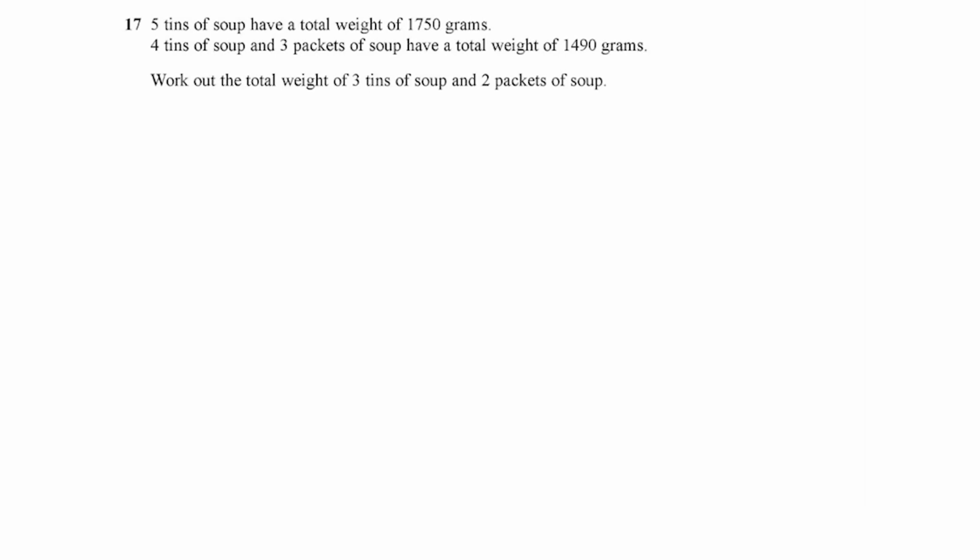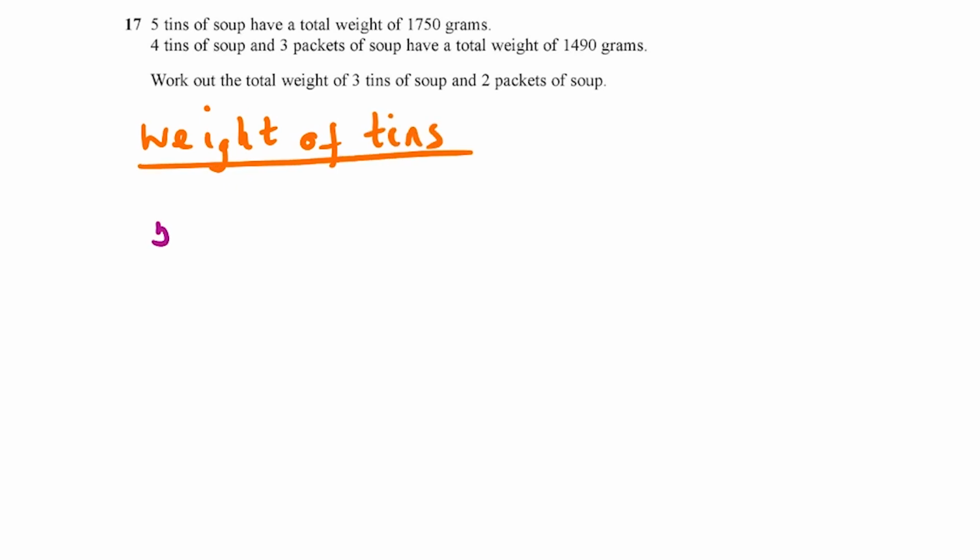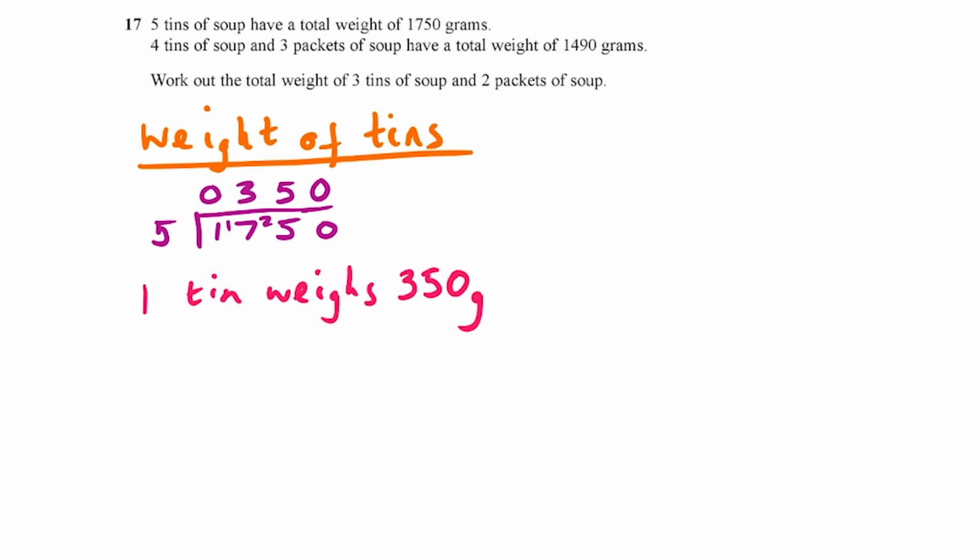Well, to work out the weight of 1 tin, which is what we want to do, we need to divide 1,750 by 5. I'm using short division here, the bus stop. So how many 5s go into 1 is none, so we carry that 1 over. How many 5s go into 17? It's 3. 3 5s are 15, so we've got 2 left over. Carry that 2 over, we now have 25. How many 5s go into 25? It's 5. How many 5s go into 0 is 0. So 1,750 divided by 5 is 350. So 1 tin weighs 350 grams.